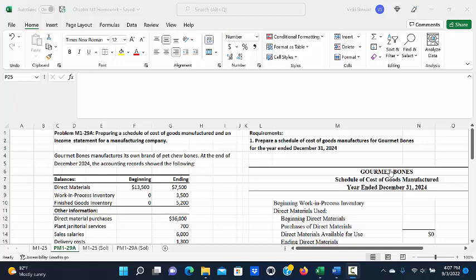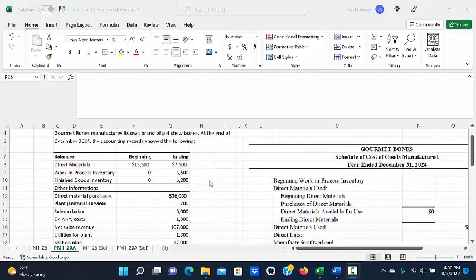This is a demonstration of problem M129A, preparing a schedule of cost of goods manufactured and an income statement for a manufacturing company. Gourmet Bones manufactures its own brand of pet chew bones. At the end of December 2024, the accounting records showed the following, and the problem gives us the beginning and ending balances for direct materials and the ending amounts for work in process inventory and finished goods inventory.